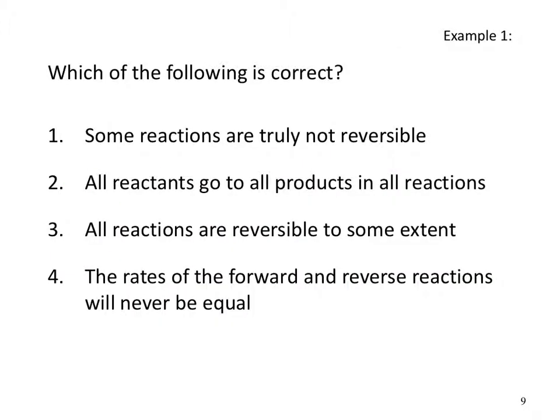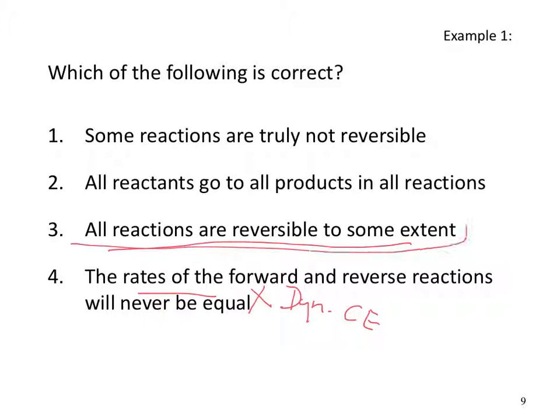All right, so let's take a look at a question. Which of the following is correct? Some reactions are truly not reversible. All reactants go to all products in all reactions. I don't know what that means. All reactions are reversible to some extent. That sounds good. The rates of the forward and reverse reactions will never be equal. That's not right, because we just talked about that when dynamic chemical equilibrium is hit, the rate of forward and reverse reaction does become equal. So choice number C is the appropriate answer.